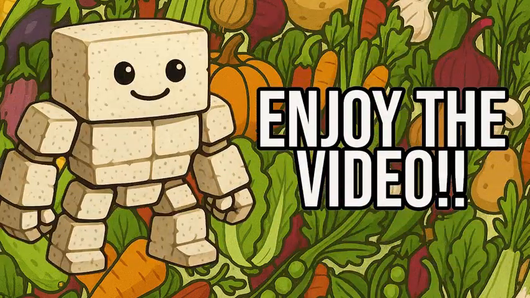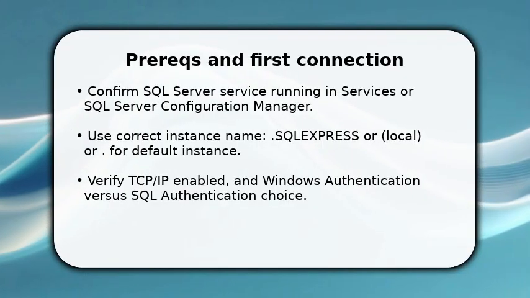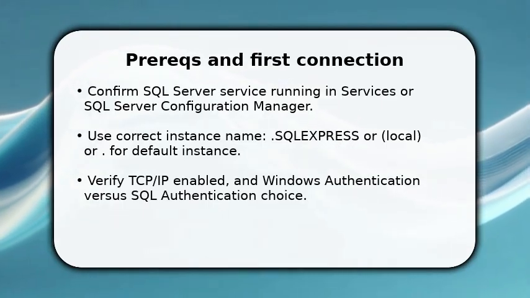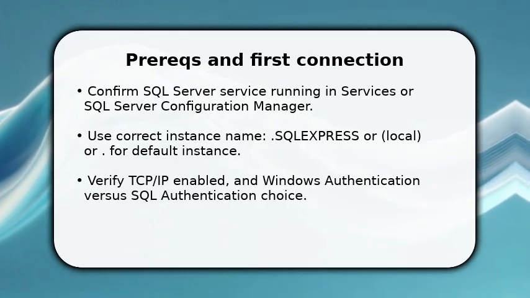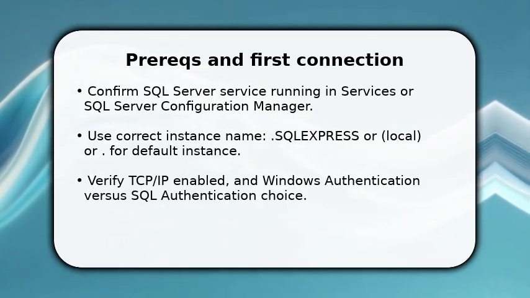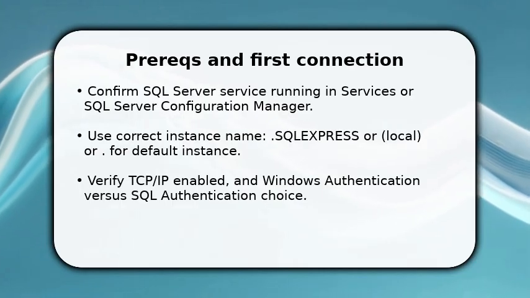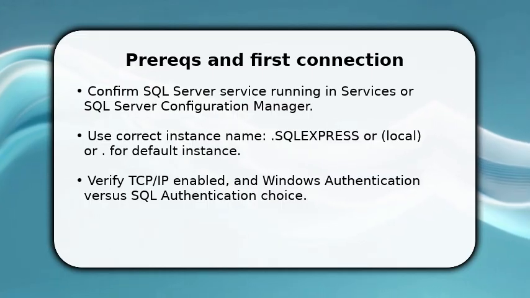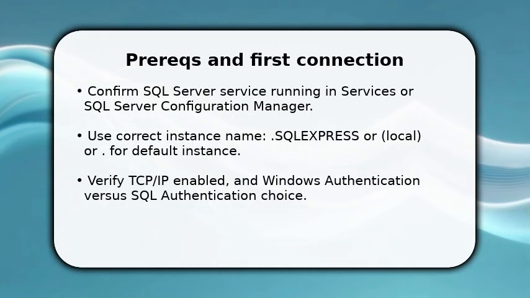Please enjoy the video. You start by confirming the server service and instance name. This avoids connection timeouts. Open SQL Server Configuration Manager, ensure TCP/IP is enabled, and check the instance name such as /SQL Express or local. Then launch SSMS and choose Windows Authentication unless you created a SQL login.